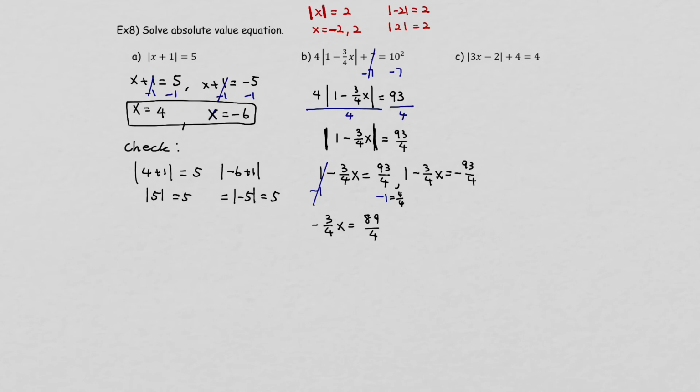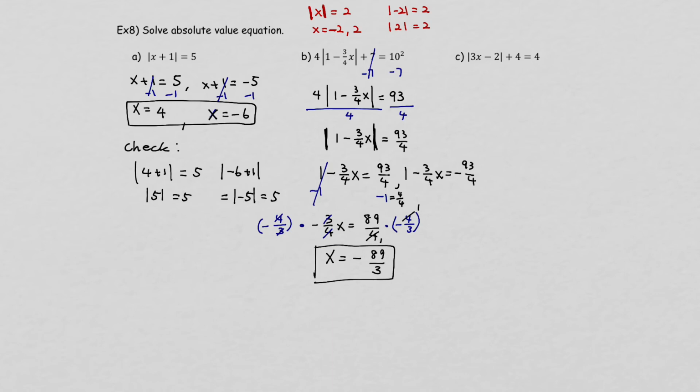And then you're going to multiply both sides by the negative reciprocal, negative 4 over 3. Why? To make x positive 1. So then you get x equals negative, and 4 cancels out, you get negative 89 over 3 for the first part.